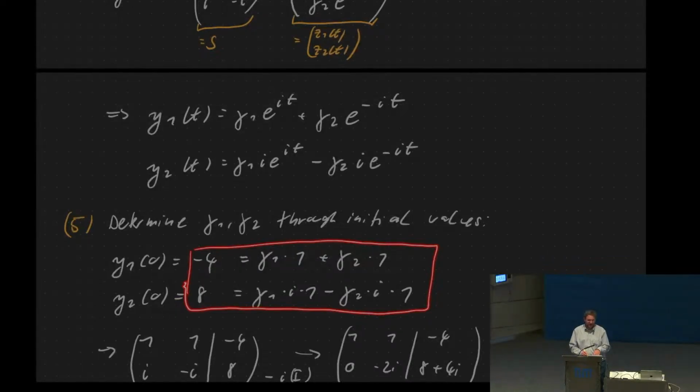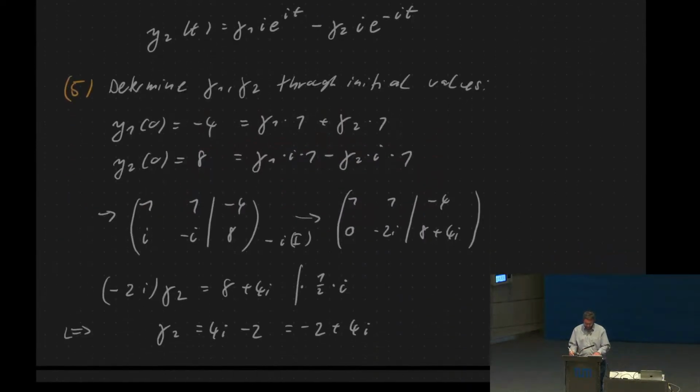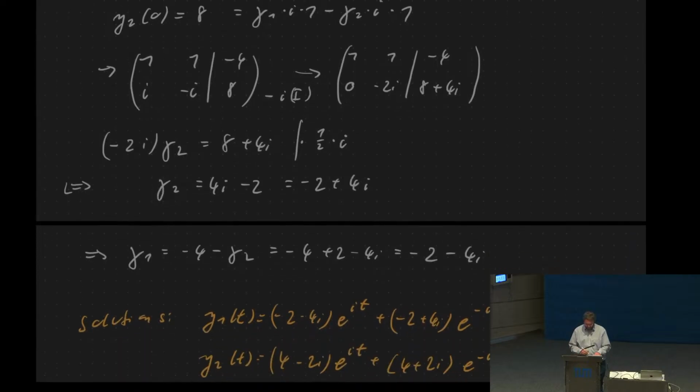That's a linear equation system for gamma 1 and gamma 2, two equations, two variables. We should be able to solve that. Right, so it's simple Gaussian elimination. If you solve that, here's what you get.